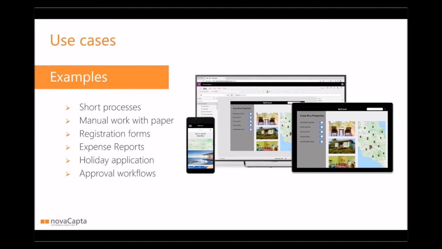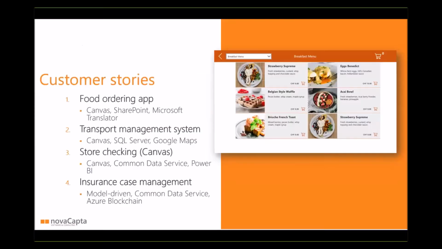Now, that sounds good in theory, and I also want to share different customer stories we already implemented from our side. We did a food ordering app. You can have a look at that food ordering app in the partner showcase on Microsoft itself. It's quite different to the production app, but you can get an image of how we did that. It's basically a Canvas app, the differences I'm going to show afterwards, combined with SharePoint as a data source and Microsoft Translator.